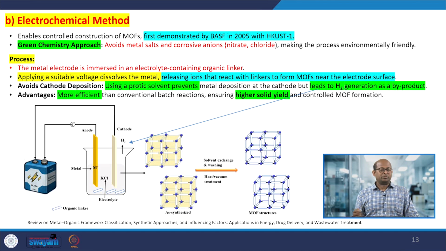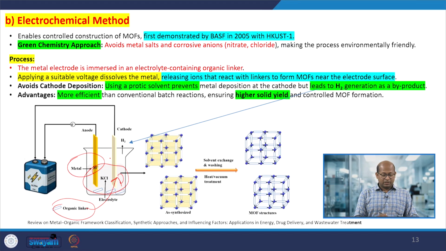Then the electrochemical method, where electrochemical cells will be taken. See, here instead of metal precursors, one of the electrodes can be a metal. Then in the electrochemical cell, organic precursors or linkers will be placed in that solvent, and some reactions will take place. The metal forms metal ions that come into the solution, and then the electrolyte solution is there, KCl here it has been used. Then the metal ions interact with the linkers and form MOF.